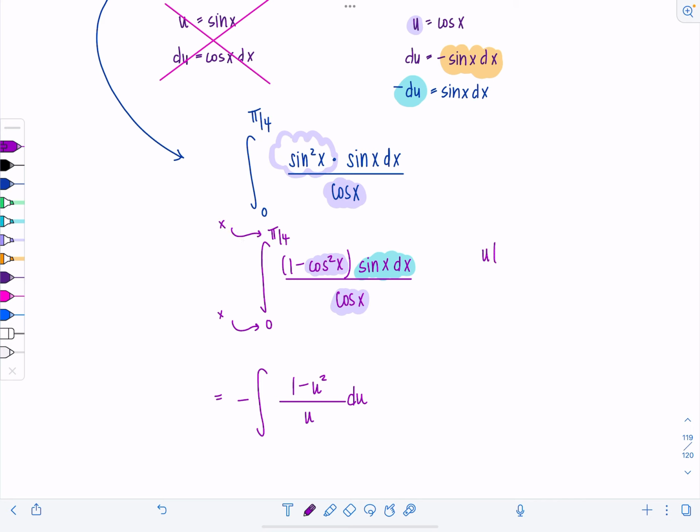So u of pi over 4 is cosine of pi over 4, which is rad 2 over 2. I'm going to use 1 over rad 2, the unrationalized version. You'll see why in a second. And then u of 0 is cosine of 0, which is 1. So those are my limits of integration, 1 and 1 over rad 2.